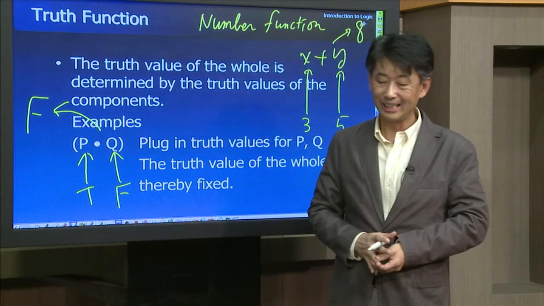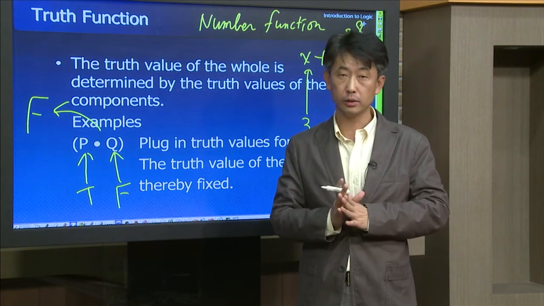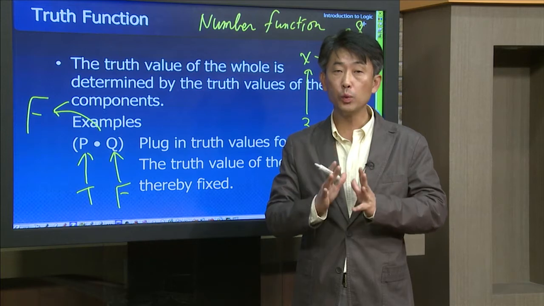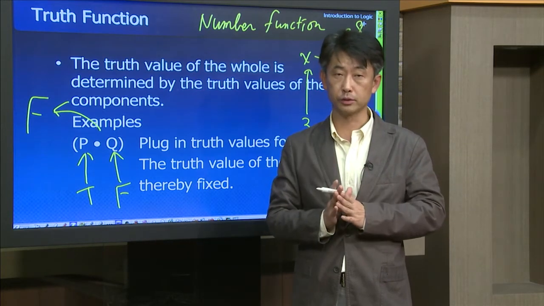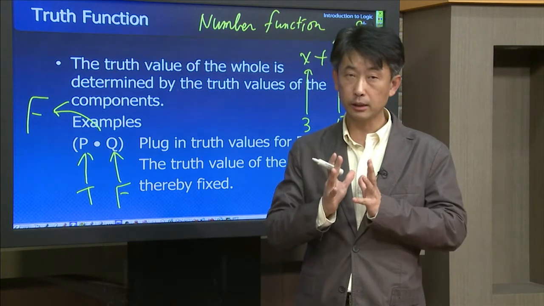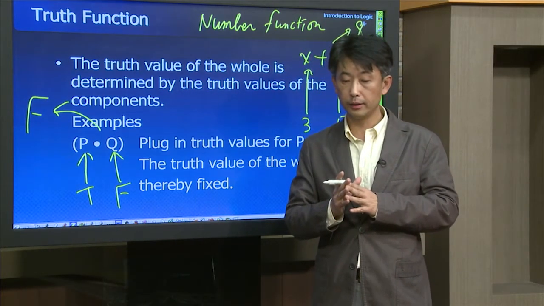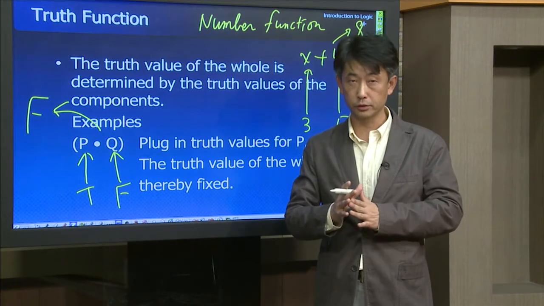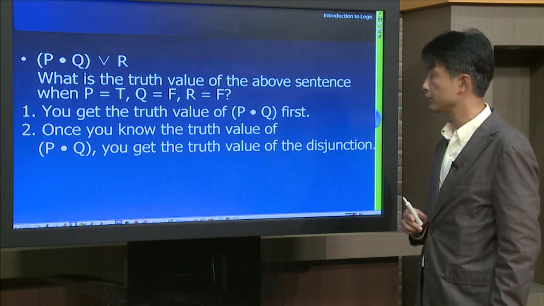Not all connectives in English are truth functions. But the connectives that we will have in propositional logic are all truth functions. That's the important thing. The five connectives that we will use in propositional logic are all truth functions. So let's look at an example here.